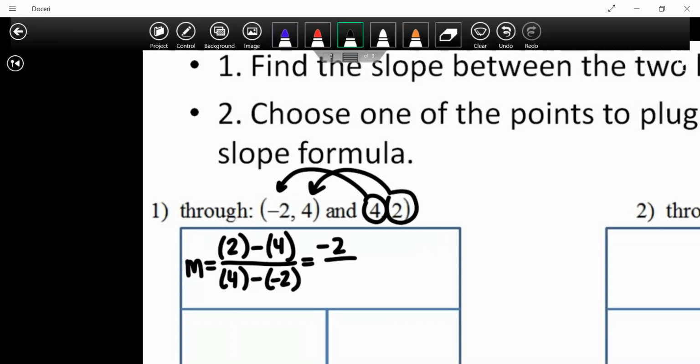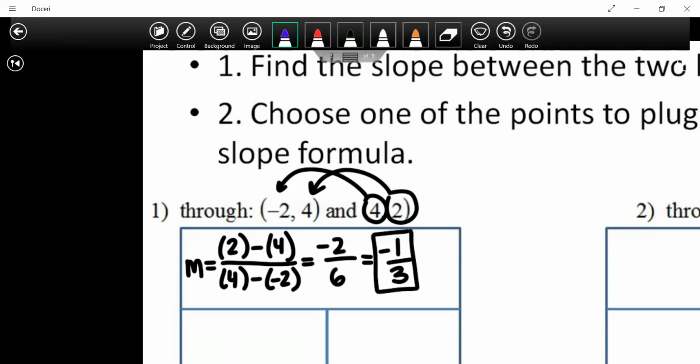The next one we're going to do here is 4 minus negative 2, which is keep change flip, which would make it 6. Can that be reduced? Negative 1. So my slope is negative 1 over 3. So I have a point and I have a slope. Can I use point slope?